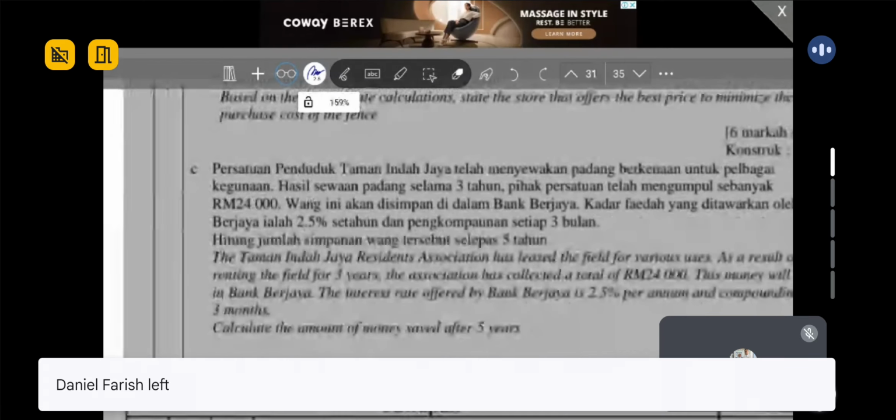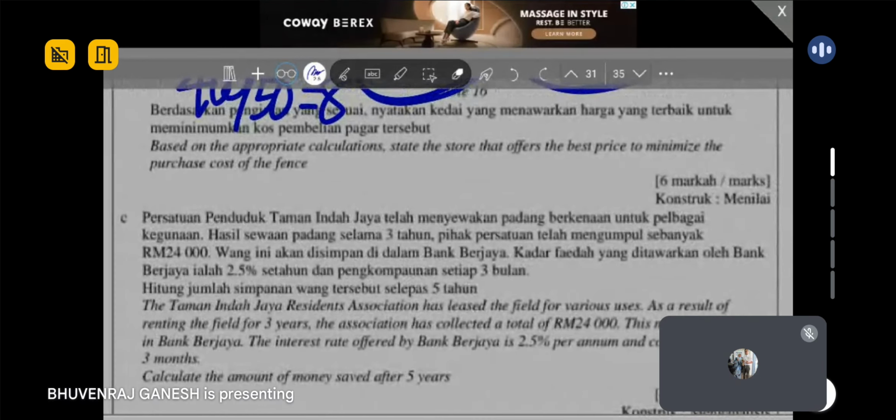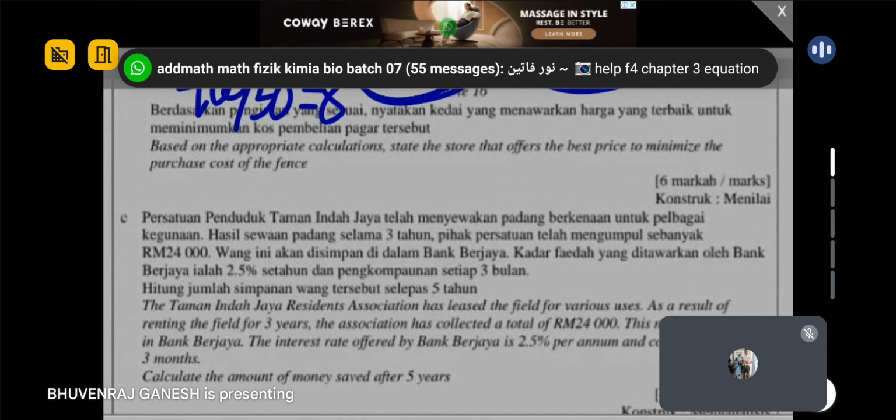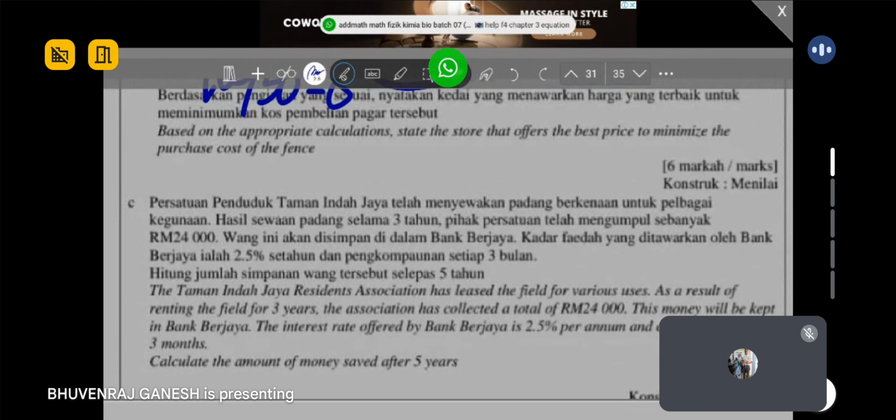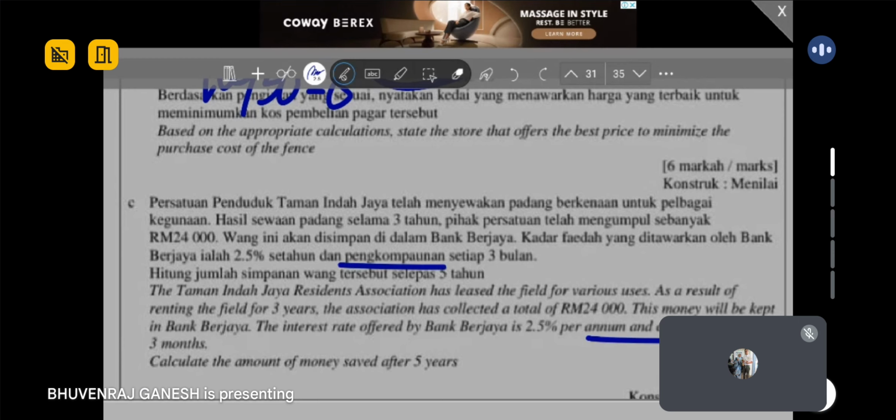Okay, next one. Now you see guys, soalan C, suddenly they come to talk about consumer mathematics. So guys, when you see this kind of question, kamu lihat kata kunci pengkompaunan, compounding. So may I know what type of interest is this guys? Apa jenis faedah yang ni for question C? Is it simple interest or compound interest? Faedah mudah atau faedah compound?